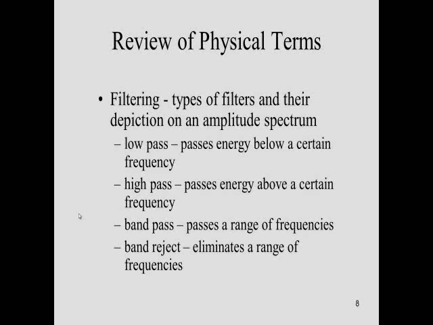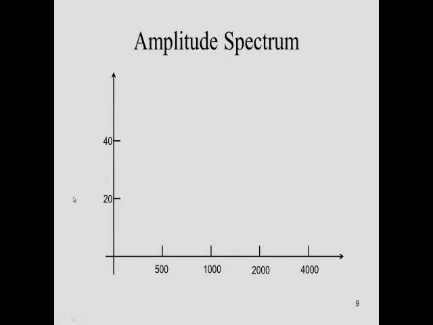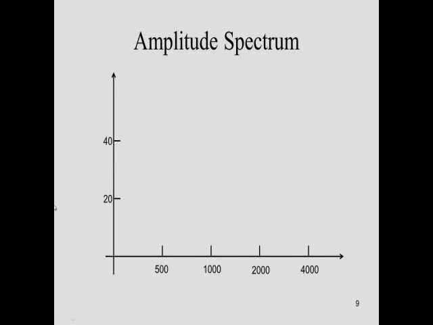So there are different kinds of filter functions that we want to be familiar with, and I'm going to review those now. Those would include low-pass filters, high-pass filters, band pass and band reject, and here they are summarized. And here's a schematic or a little graph called an amplitude spectrum that will perhaps help us with this description.